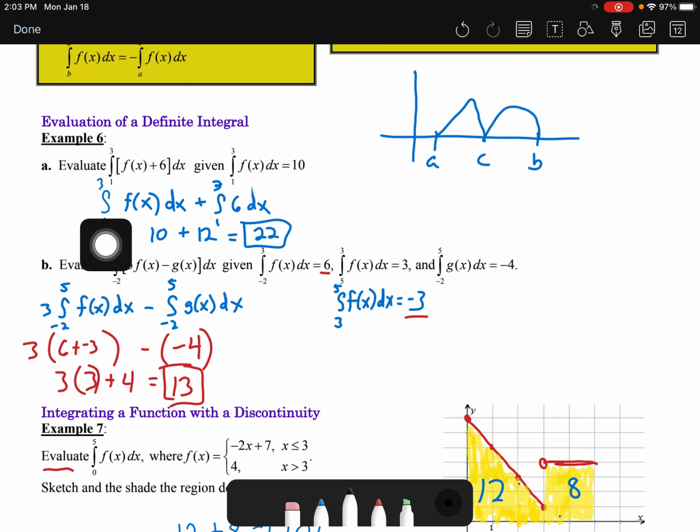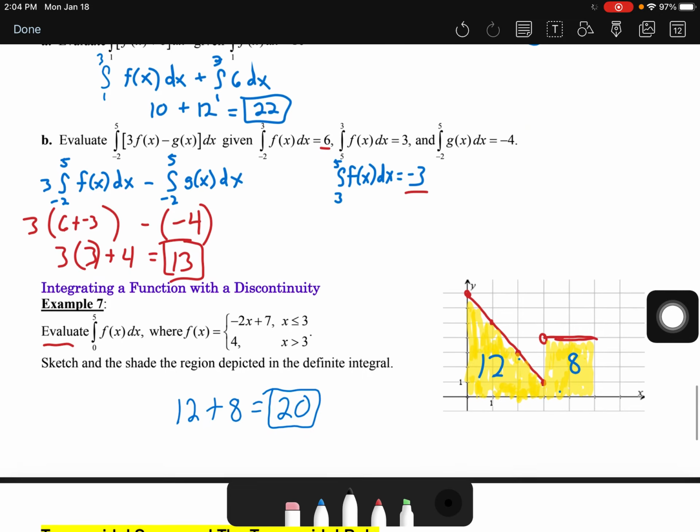Okay, so because they told us the value from 1 to 3 of f of x is 10, we know that one. And we can evaluate any constant because that's just going to be a rectangle where our width is the distance from A to B, and then our height is just a horizontal line through 6. So it would be 2 times 6 to give me that value, because B minus A gives you your width, so that's 2, and then times your constant of 6. So 10 plus 12, 22.